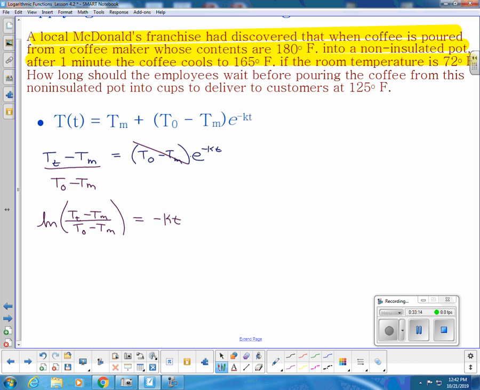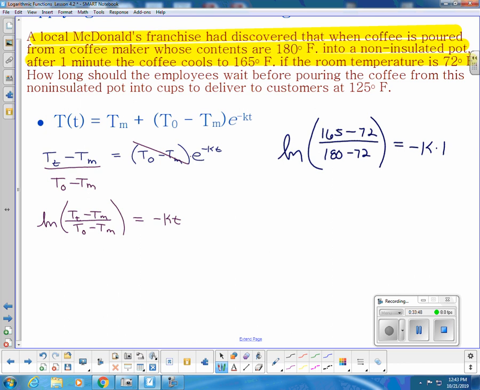So natural log of, we want the temperature at the end of 1 minute to be 165, minus T sub m, the room temperature is 72, over T sub 0, the coffee when it comes out of the pot is 180, minus room temperature again. And the time is 1 minute. So what is my cooling rate? I'm going to put this in our calculator.